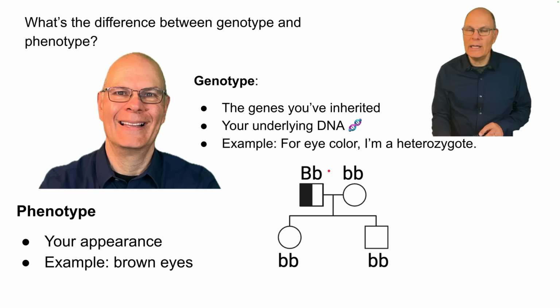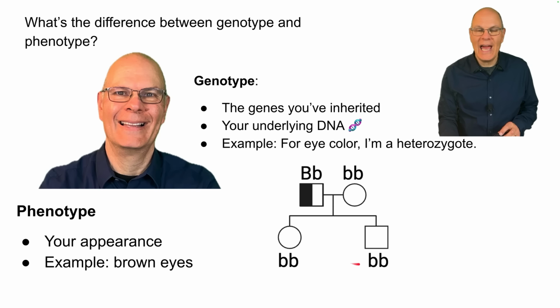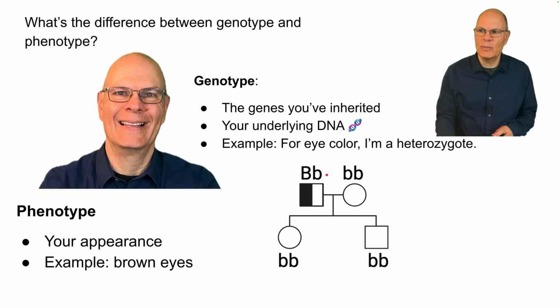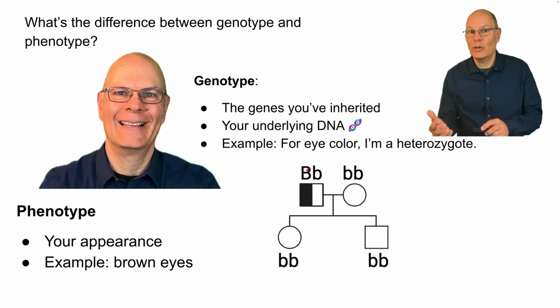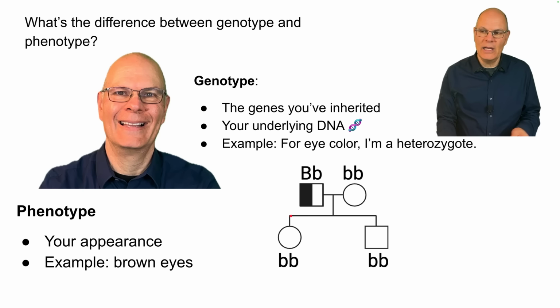How do I know that? Because my wife has blue eyes and both of my kids have blue eyes, and that would only be possible if I were a heterozygote, because if I was a homozygote, then I could only pass on the big B allele, and then both of my children would have been heterozygotes.